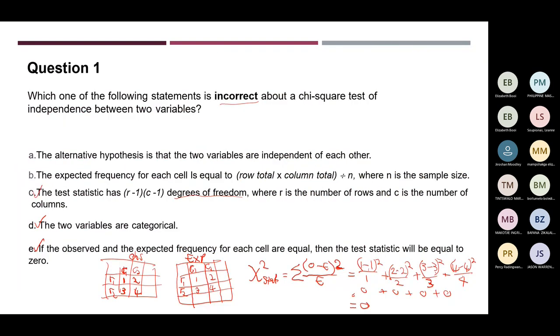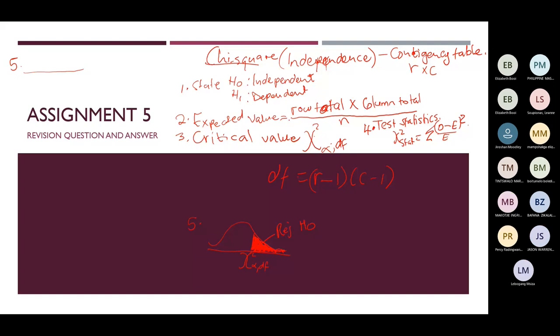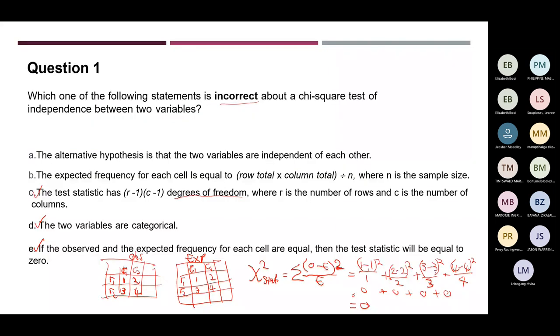Means that statement is correct. The expected frequency for each cell is equal to, let's go back to our equation. We said to calculate the expected frequency, it's your row total times your column total divided by the sample size or the grand total, right? So let's go back to the question. The expected frequency for each cell is equal to the row total times the column total divided by n, where n is the sample size, which is something that you would have learned with the steps of the hypothesis test for chi-squared, for contingency table or for independence.